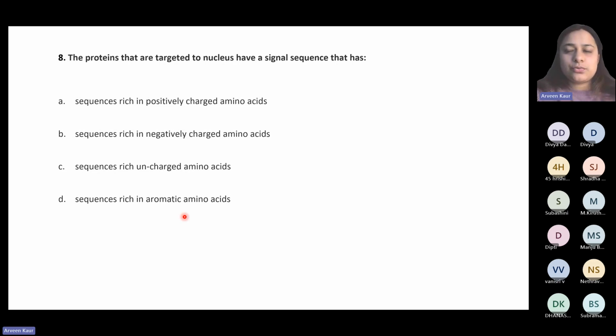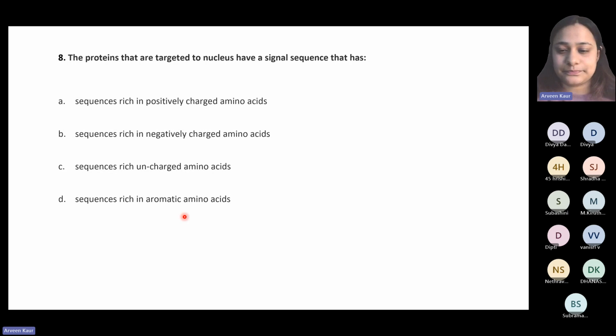So this is also something that has superficially been discussed in the week's lectures, right? There was some discussion, this is going to be a hint, about some FG dominant signals that are present in this NLS for some cargo to be imported inside. And some other amino acids were also talked about that are generally present in the NLS sequence, right? So which ones were those?